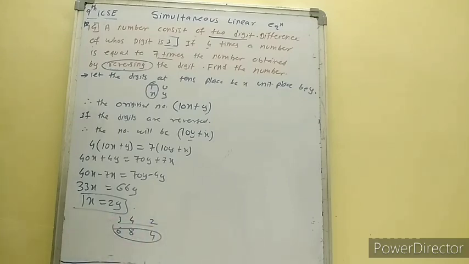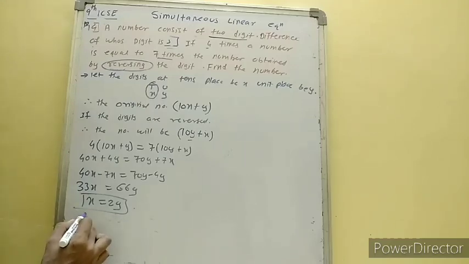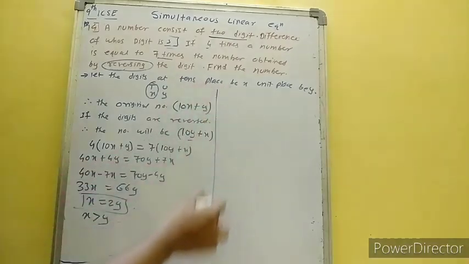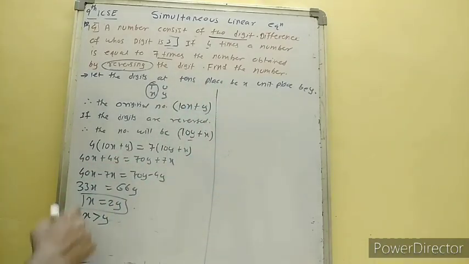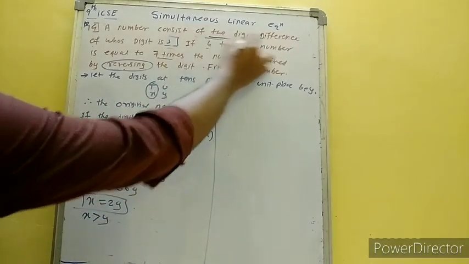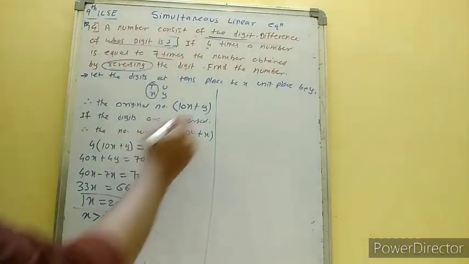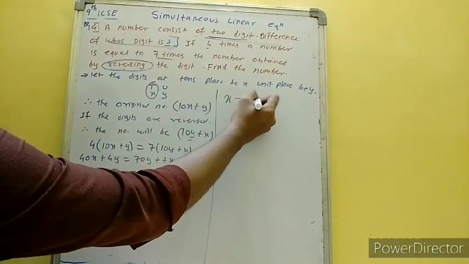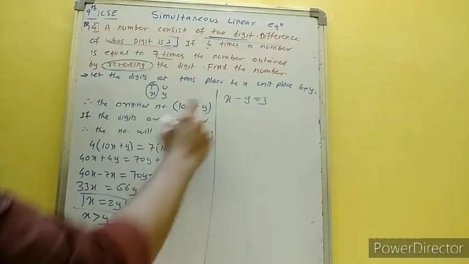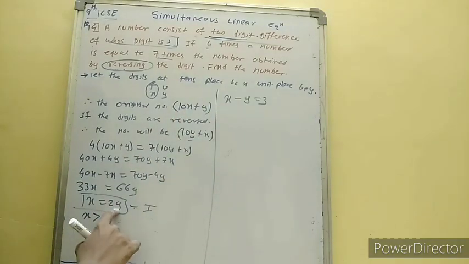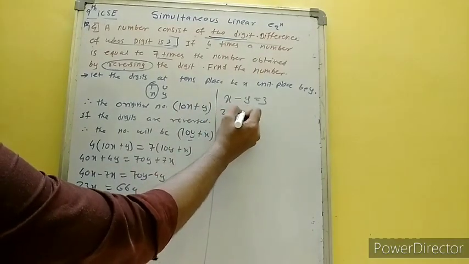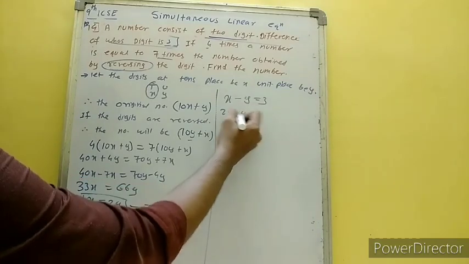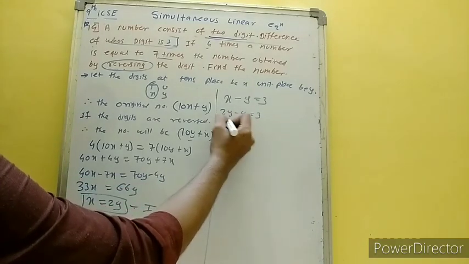It means that x is greater than y. So I can use the first statement. Difference is 3. X is greater. So x minus y is equal to 3. I will put this as equation number 1. What is the value of x? It is 2y. So 2y minus y is equal to 3.